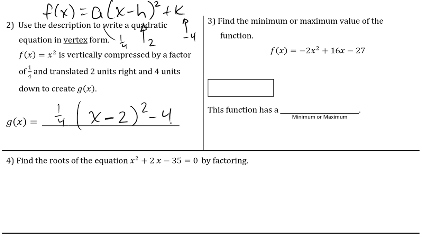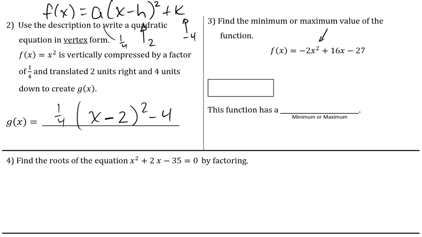Question 3 asks us to find the minimum or maximum value of a given function here. Maxes and mins of quadratic functions, parabolas, always occur on the axis of symmetry. I know this is a quadratic because it's a second degree polynomial.